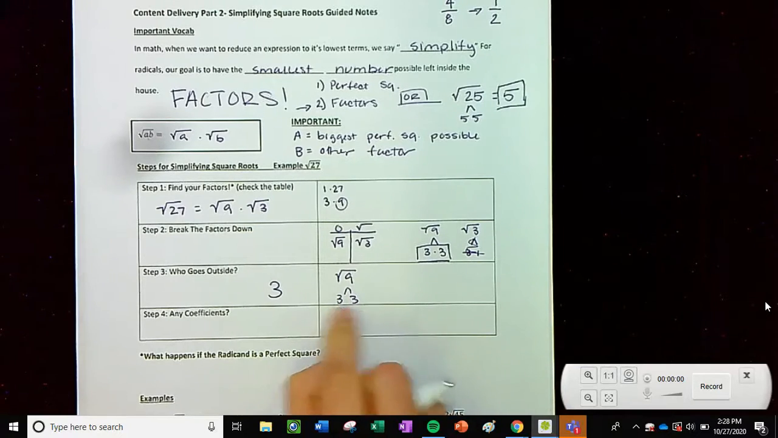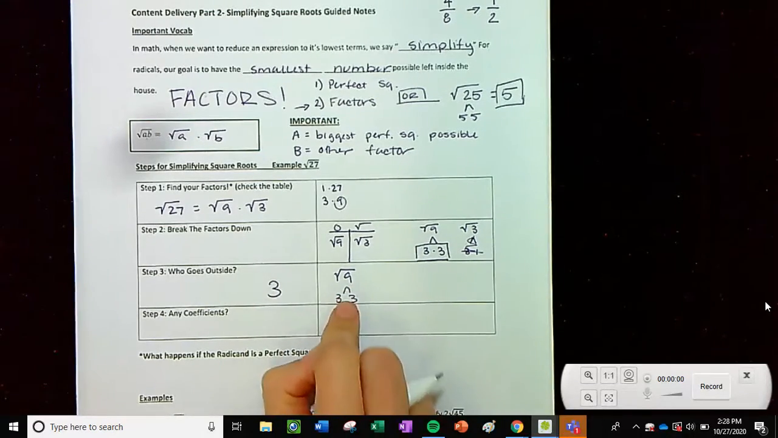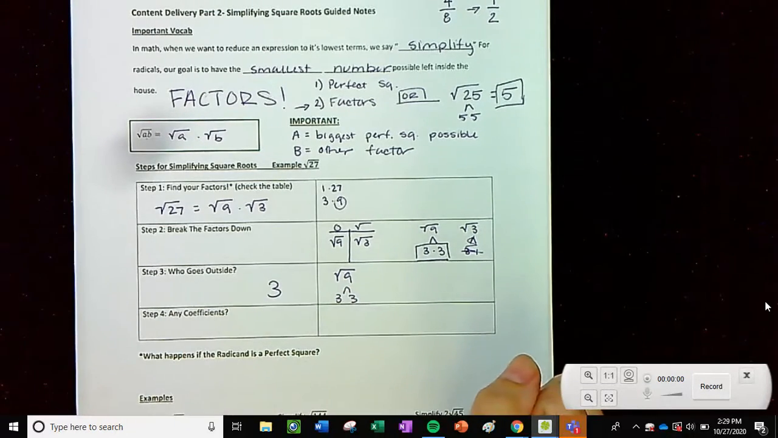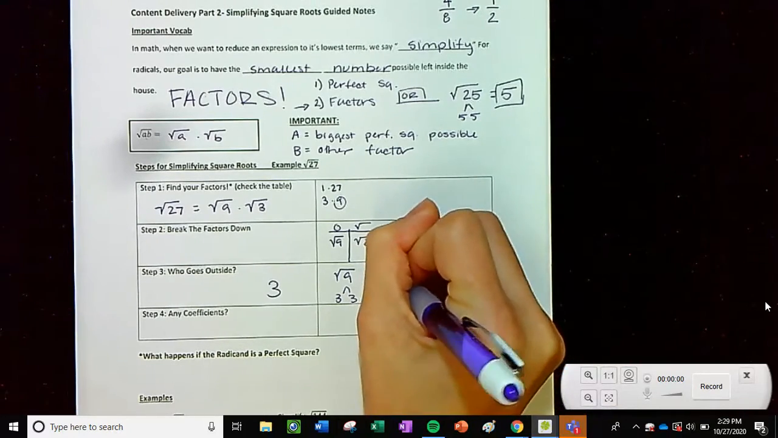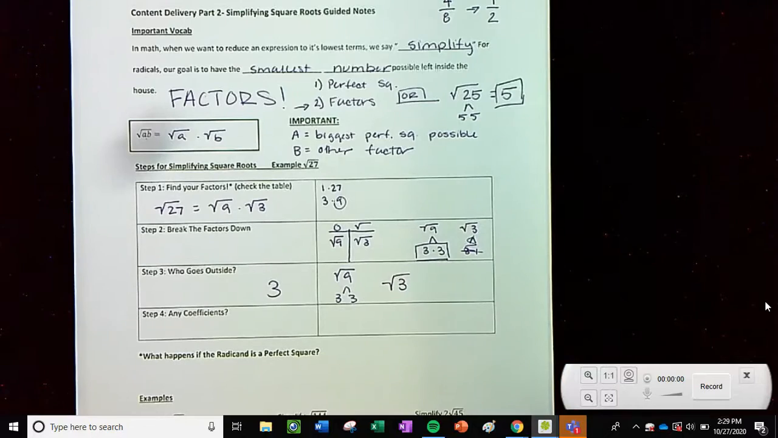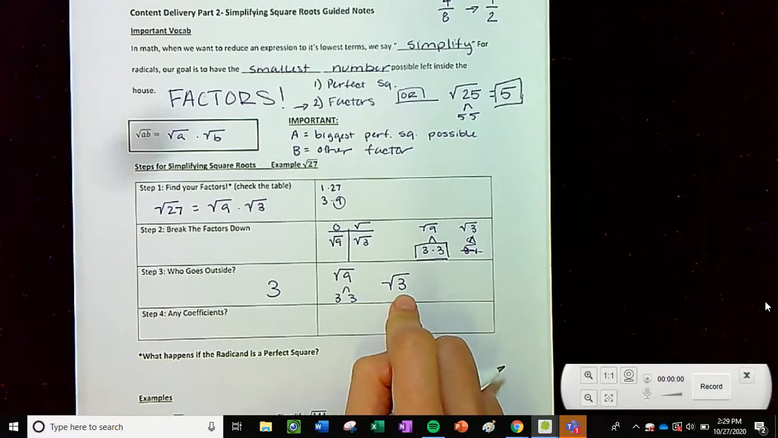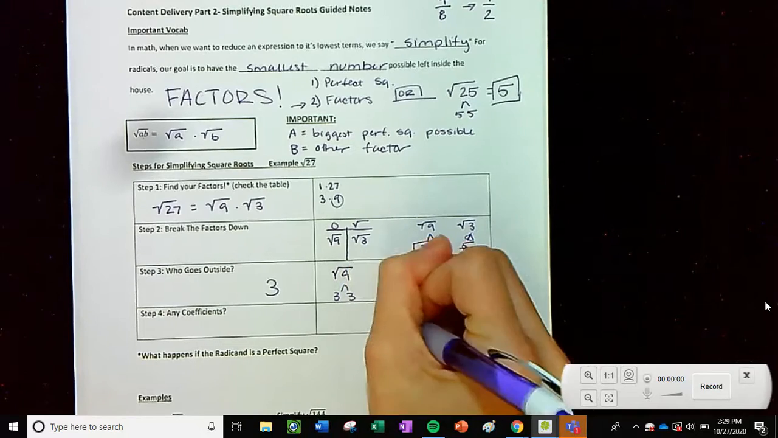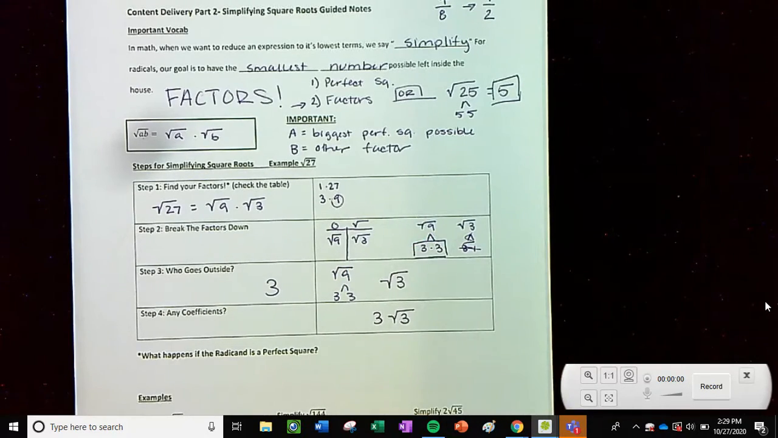With those identical factors, you only have to write the number once, right? You wouldn't take 9 outside. You take the square root outside of the radical. Okay, and then the square root of 3 stays. 3 stays inside the house because it doesn't have a buddy. Which means our answer will be this: 3 times the square root of 3.